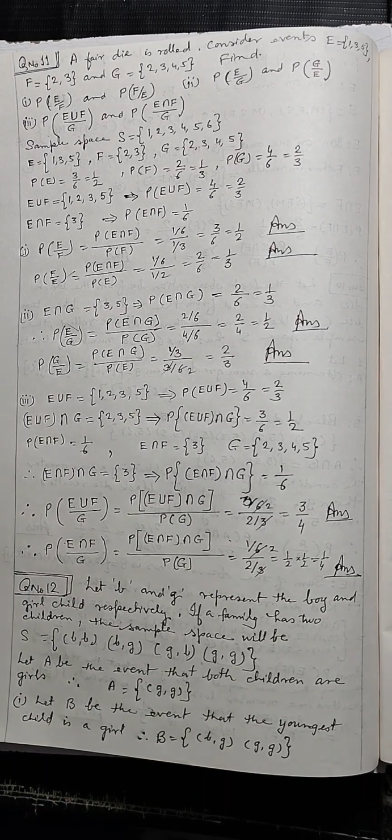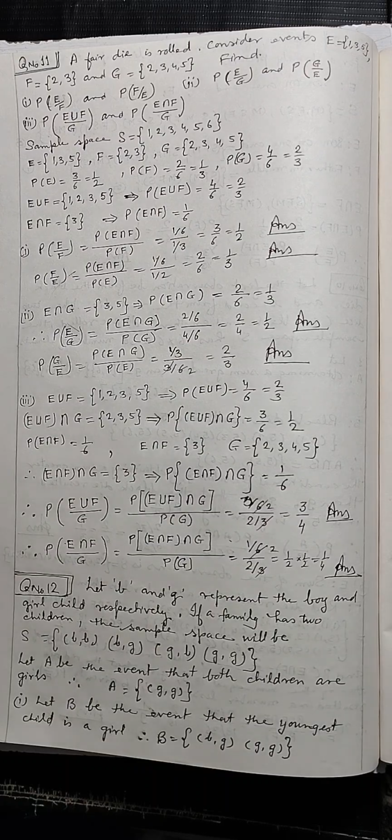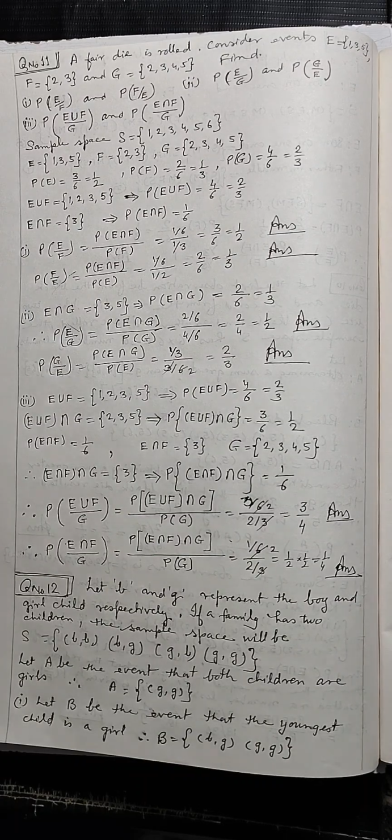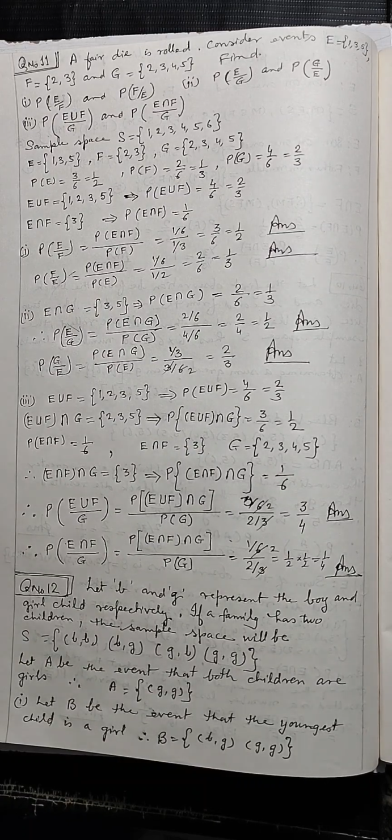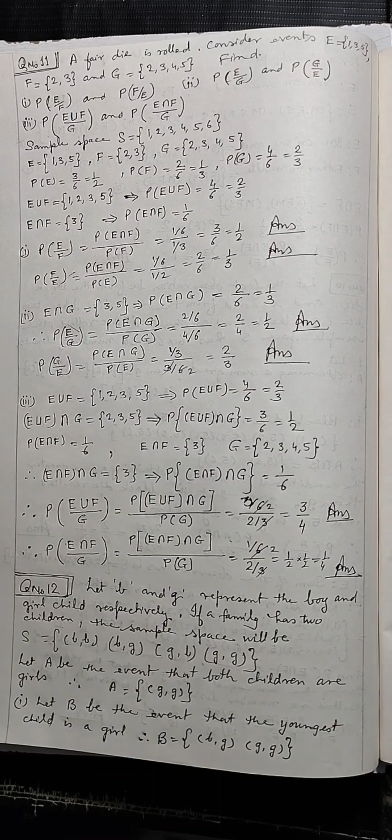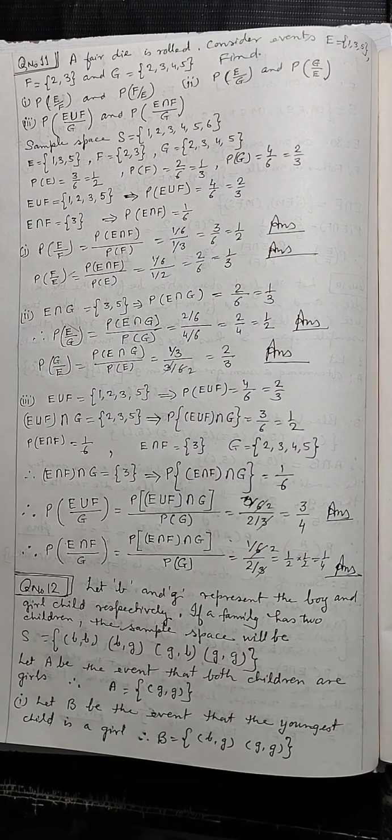Come to question number 11. A fair die is rolled. Consider the events E: 1, 3, 5, and event F: 2, 3, and event G, capital G, that is 2, 3, 4, 5. Find probability of E by F and probability of F by E. Second, probability of E by G and probability of G by E.